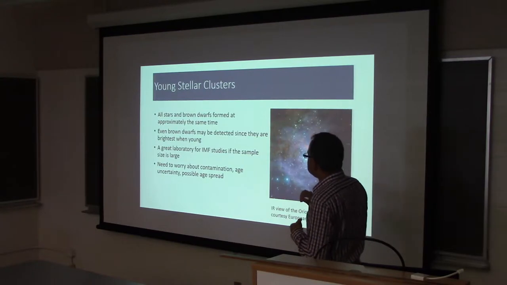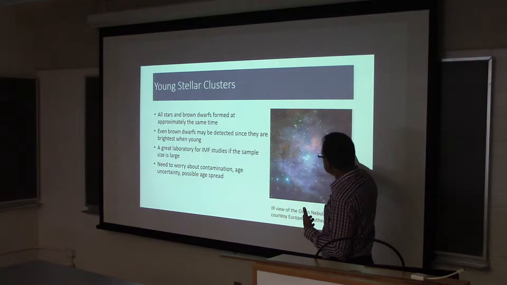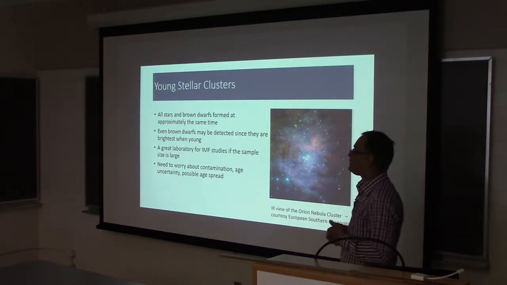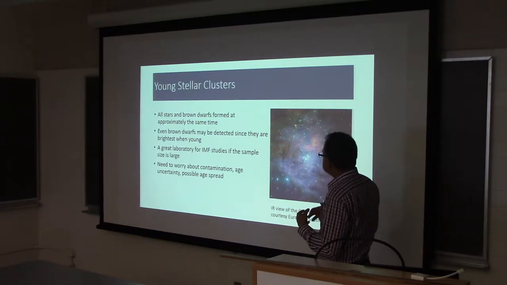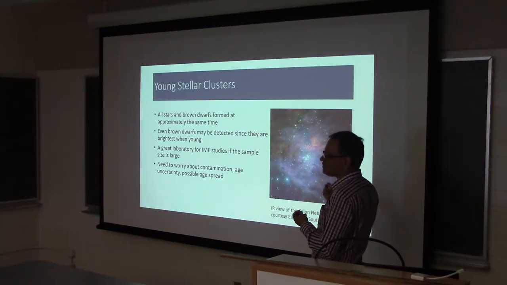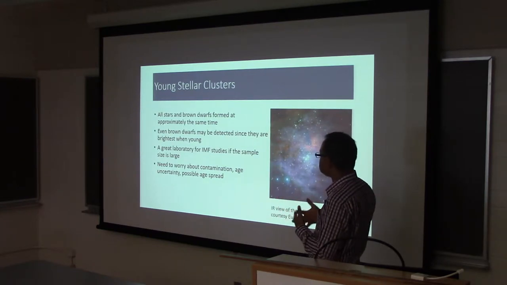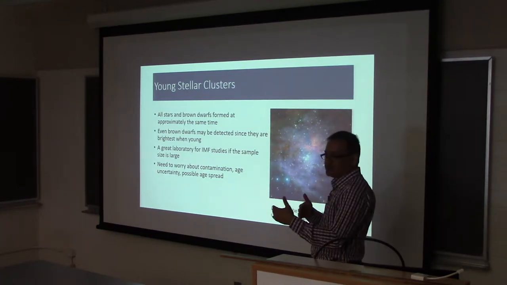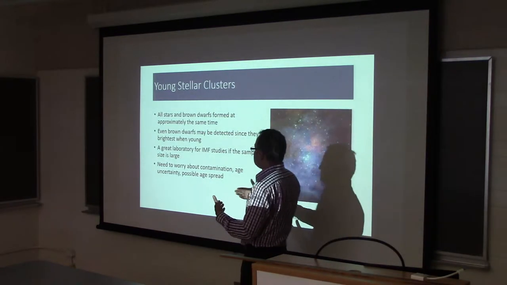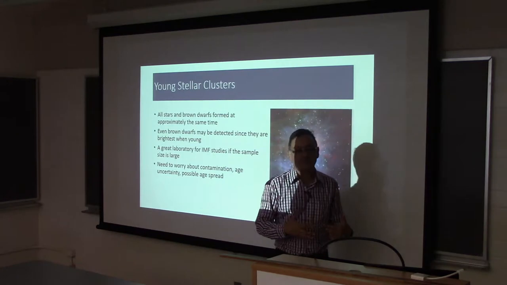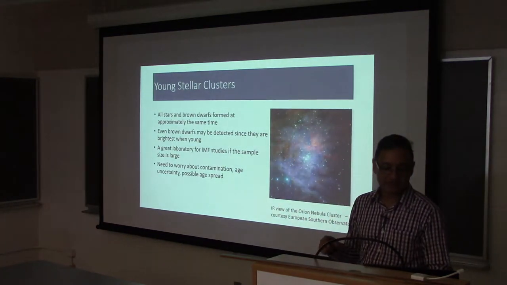So then again, there's pitfalls. And I'm not here to be the expert on this stuff, but you have to worry about contamination. You may be looking at some stars that are in the foreground or background. You typically assign a particular age to the cluster. You might take the ONC to be 1 million years old or 2 million years old, but we don't really know. It might be anywhere between 1 and 3 million years. And in addition to that, the stars themselves could be spread in age over that time. So again, those are things that are often not included in IMF determinations.